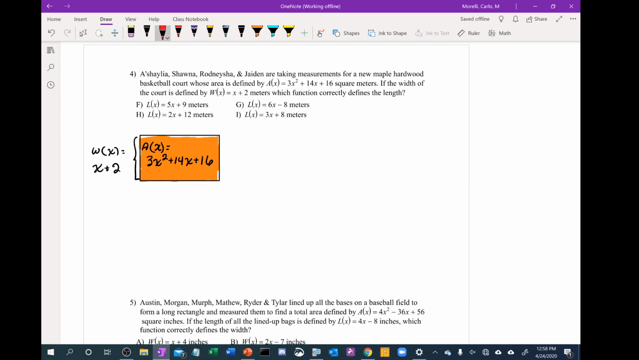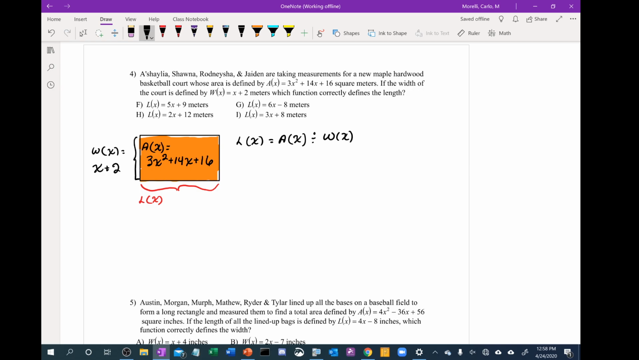So the thing that we're missing in this problem is the length. So we need to find out what L of x equals. The area formula we'll use is L of x, length, equals A of x, area, divided by W of x, width.